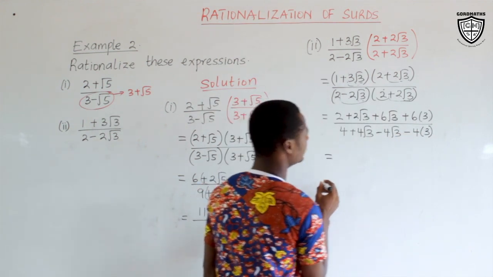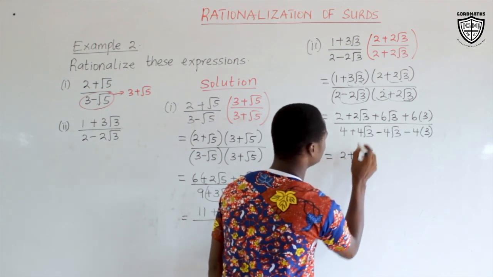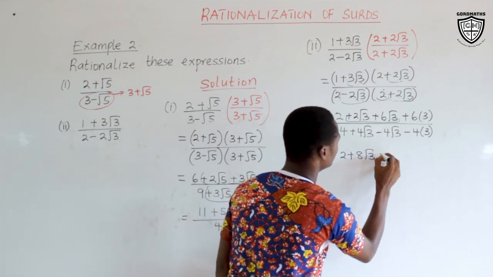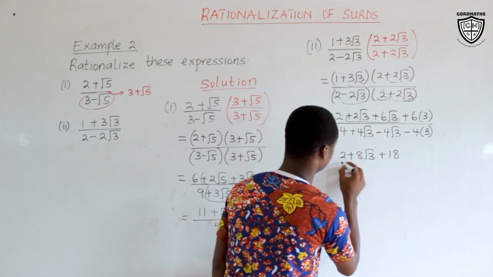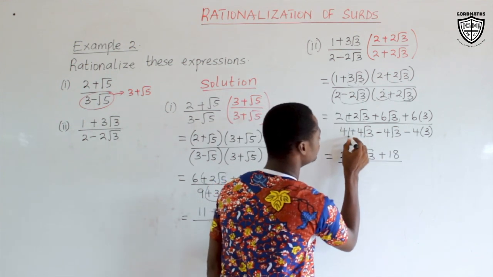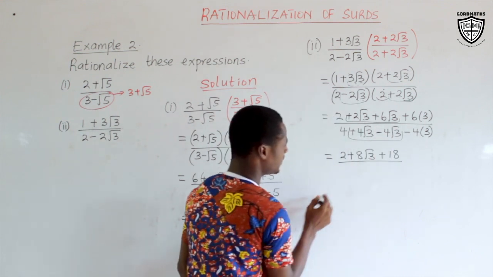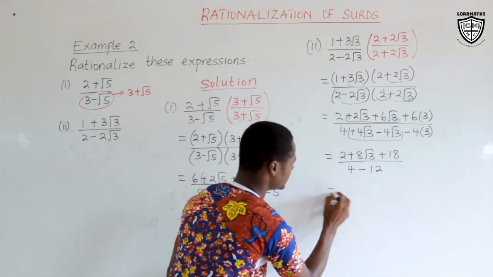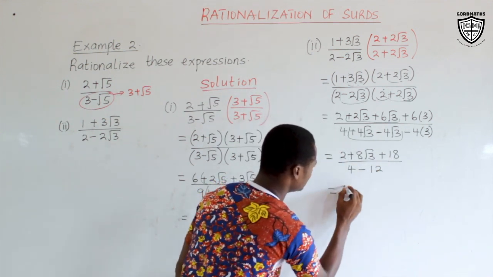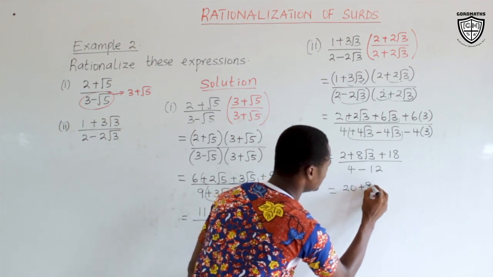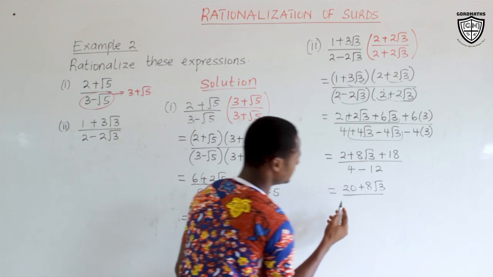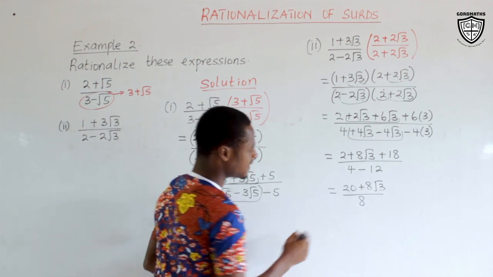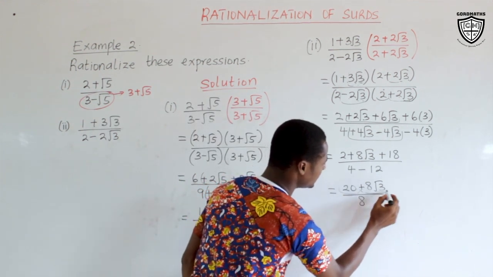So we would finally have 2 plus, since these are like surds, we put them together, we have 8 root 3 plus 6 times 3 is 18, all divided by 4 root 3 minus 4 root 3 will give us 0, and we will be left with 4 minus 4 times 3 is 12. This will give us 2 plus 18 is 20 plus 8 root 3, all divided by 4 minus 12 gives us 8. Now you'd realize that each of the terms is an even number.